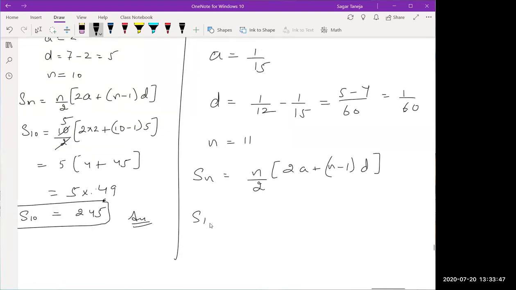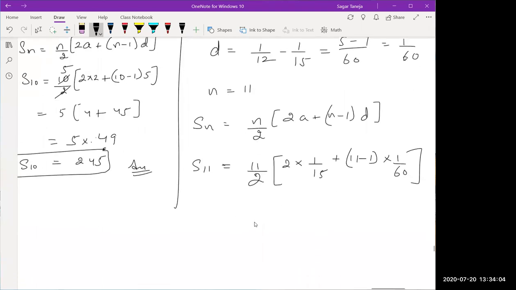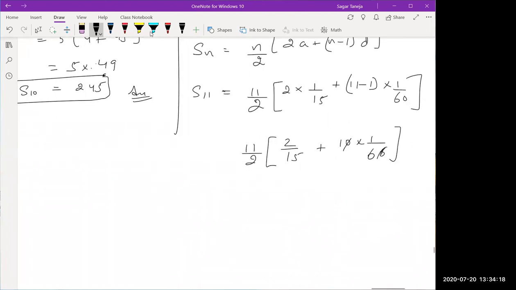Then S11 is equal to 11 by 2, 2a. So what is a? a is 1 by 15. Then plus 11 minus 1 into d. d is 1 by 60. So 11 by 2, this is 2 by 15 plus 10 into 1 by 60, and this cancels out. So it is 2 by 15 plus 1 by 6.